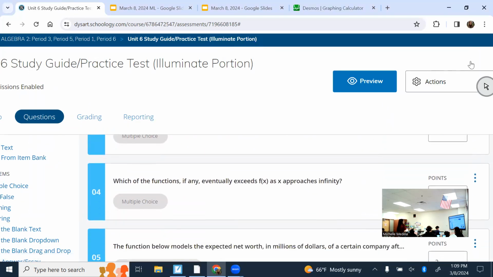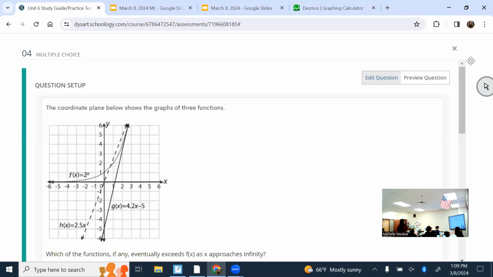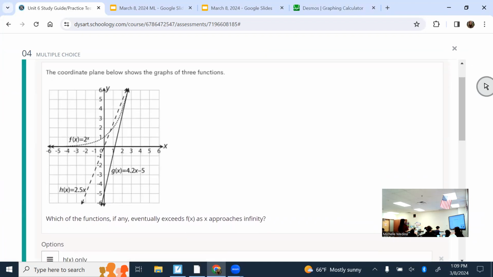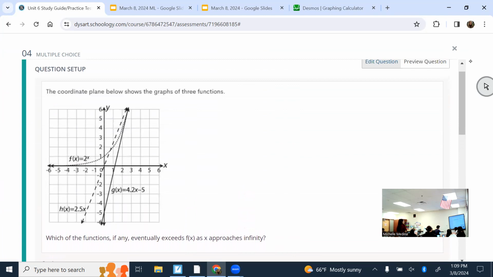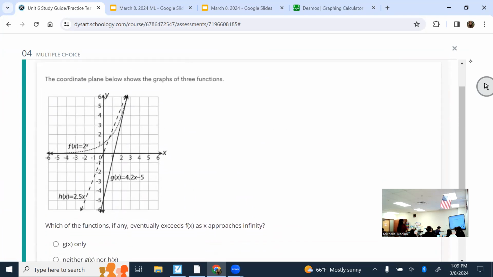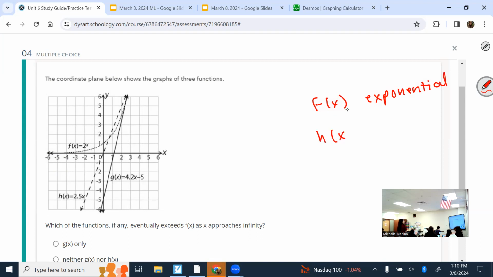So, number 4, which of the functions, if any, eventually exceeds f of x as x approaches infinity? So look at all the different kinds of functions we have here. What's f of x an example of? Exponential, good, because the x is the exponent, and it looks exponential. H of x is an example of what? Linear, because it's in the form y equals mx plus b.